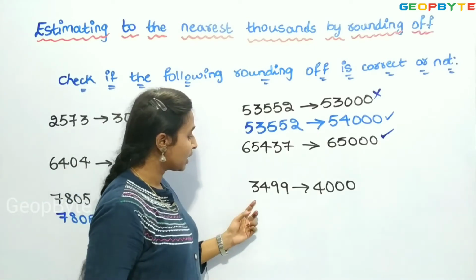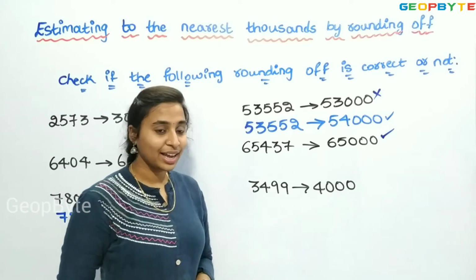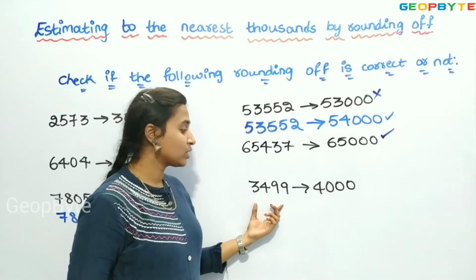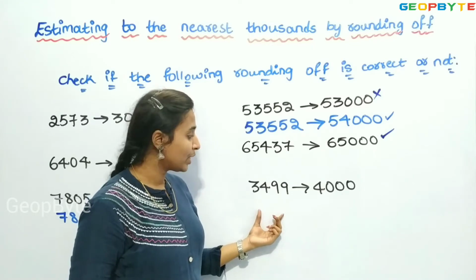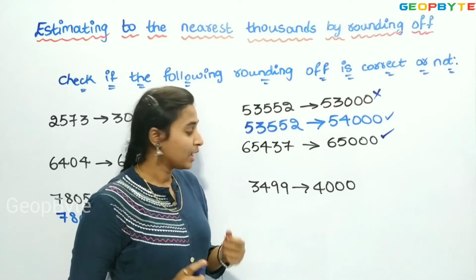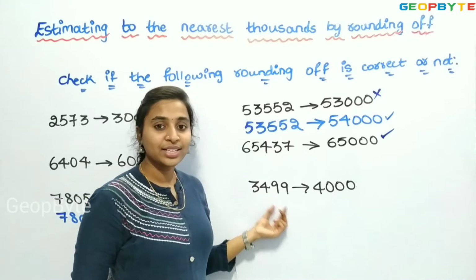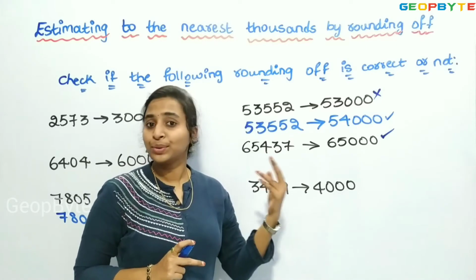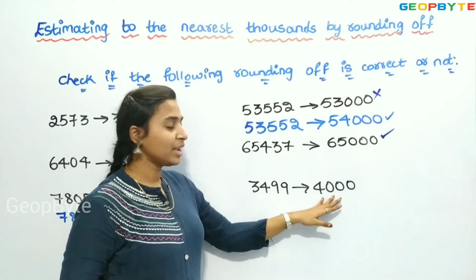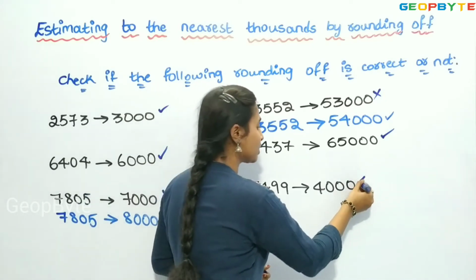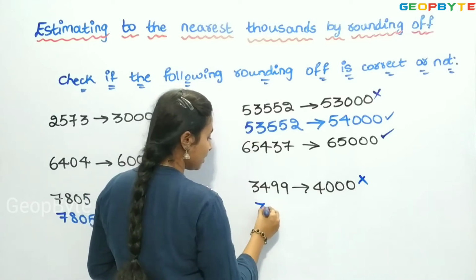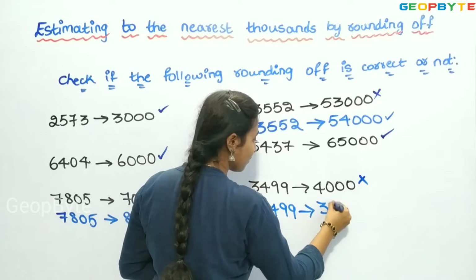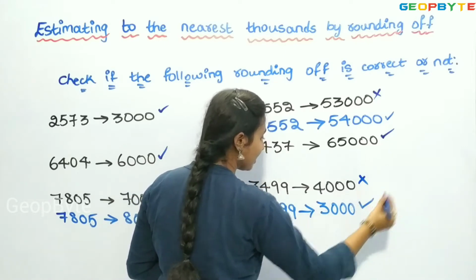Now let us see the last one. We have 3,499 rounded off to 4,000. 3,499 lies in between 3,000 and 4,000. 499 is less than 500. Less means it should be rounded off to 3,000. But here it is 4,000. So this is wrong. 3,499 should be rounded off to 3,000 only. This is correct.